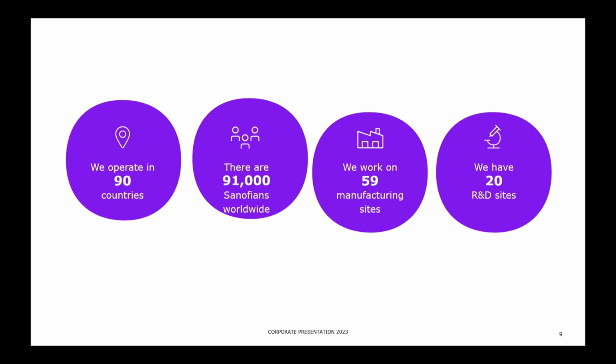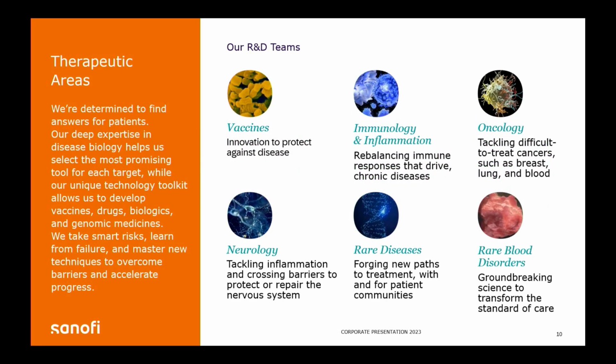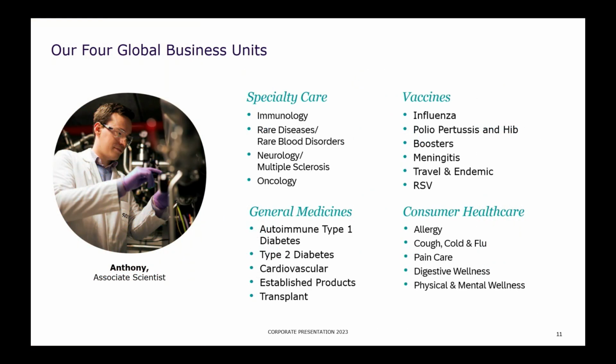So we operate in a lot of countries, around 19. A little bit less than 100,000 people in Sanofi, with 59 manufacturing sites and 20 R&D. We operate in 6 different therapeutic areas: vaccines, immunology, oncology, neurology, rare disease, and rare blood disorders. Our business is divided into 4 main business areas: specialty care, vaccines, general medicines, and consumer healthcare.